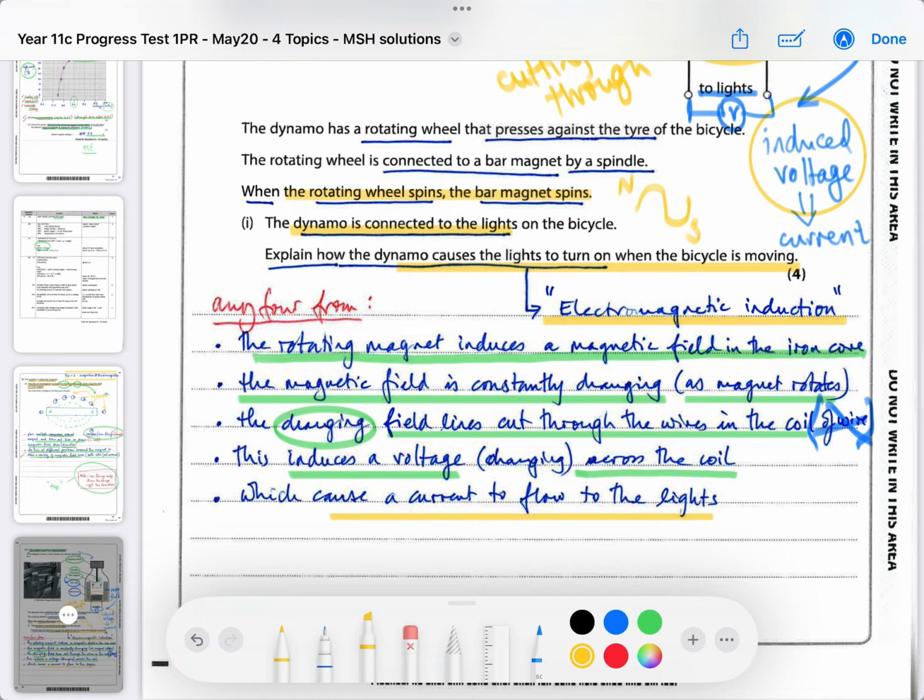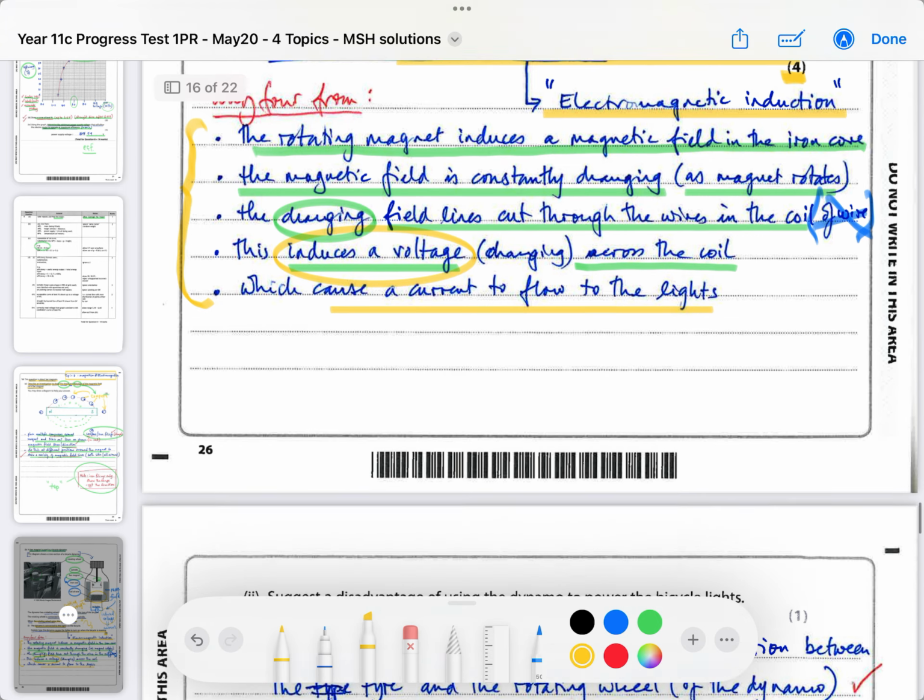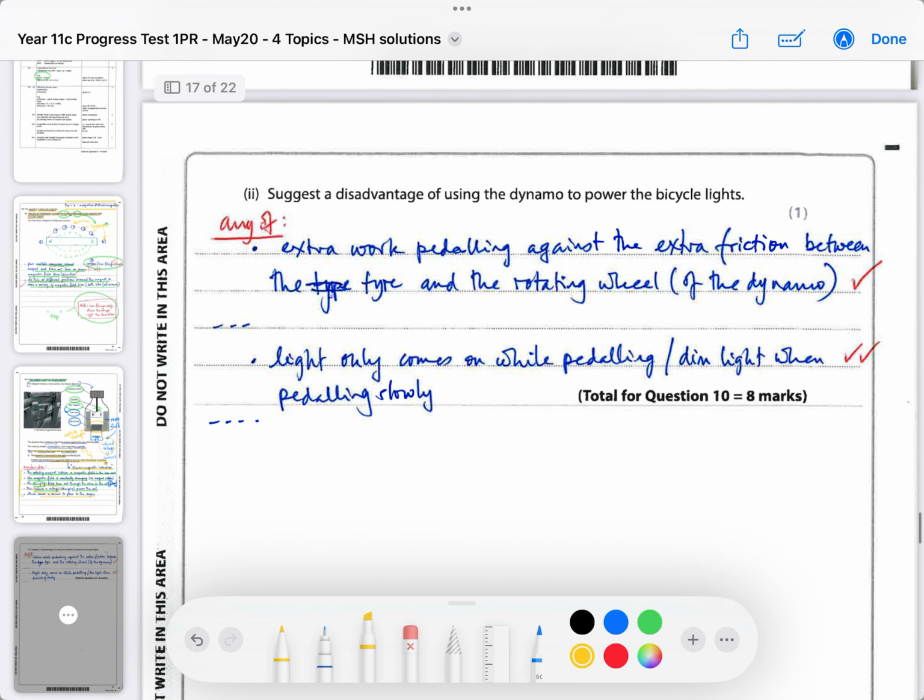But you do need to realize that it's not a current that's initially produced, it's the voltage that produces the current. So this is one of the most difficult topics in GCSE, and that's how you verbalize the 4 points. There are 5 ways to get the 4 marks. Okay? And then it says, what's a disadvantage of using a dynamo like this to power your bicycle lights? Well, the light will only come on while you're pedaling, and if you're pedaling slowly, it will be a very dim light.